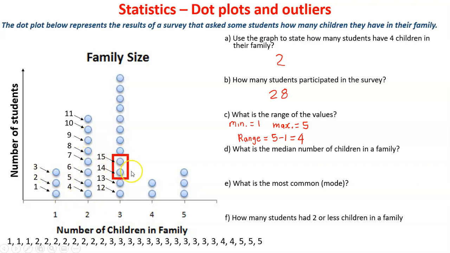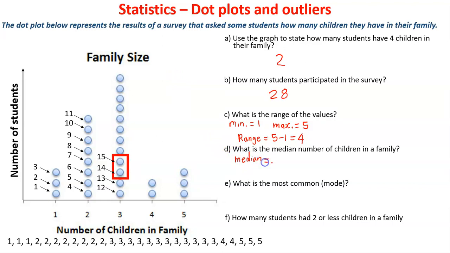So our median, because we've got 28 values, would fall in between 14 and 15. Okay, so our 14th and 15th data is the middle, our median, and it's in between those two. Now, if we had to work out our median, in this case I'm just going to show you using the rule.